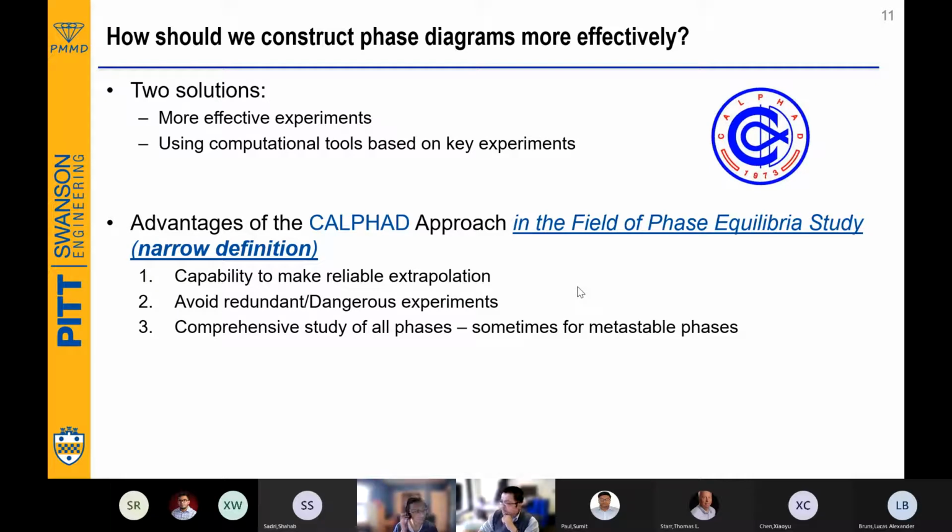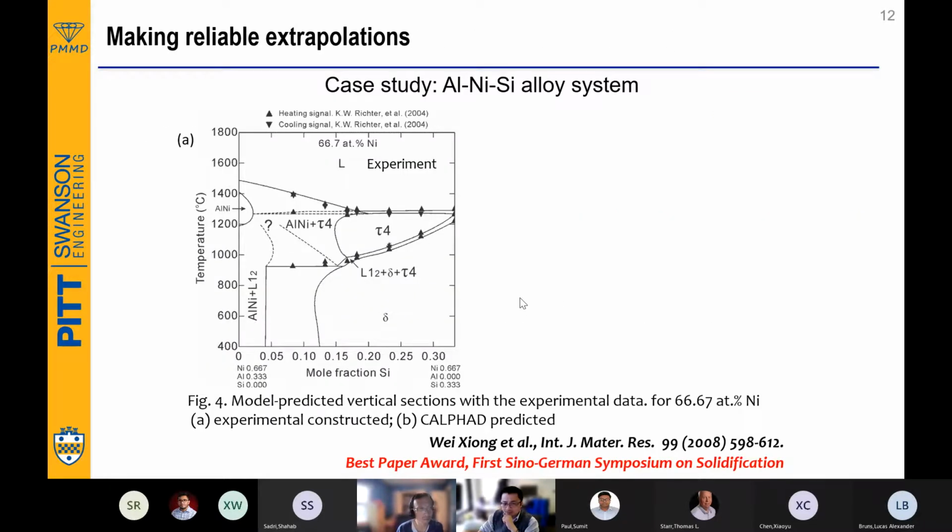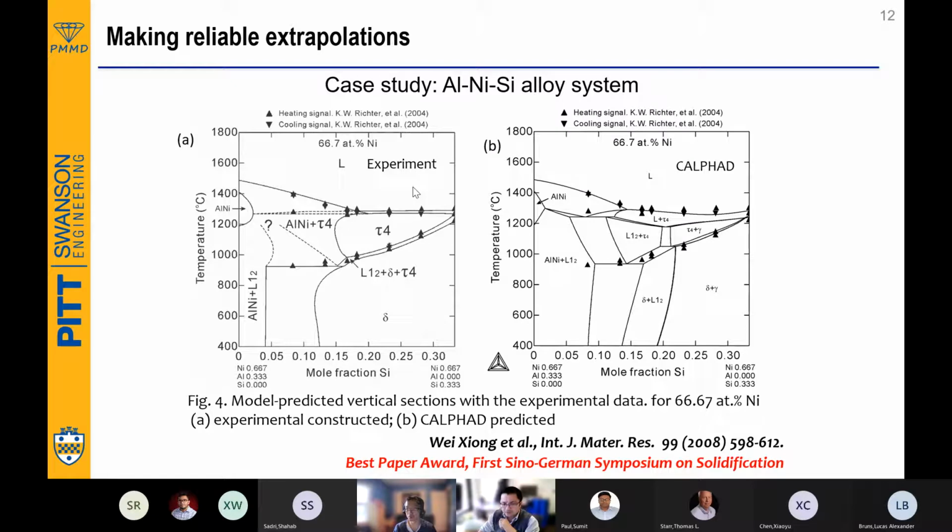So what is the advantage of CALPHAD? I don't want to discuss a lot about CALPHAD itself, but I just want to show you some of the advantages. Go back to 2006, 2007. I was studying an aluminum-nickel-silicon alloy, and went to the University of Vienna in Austria. There is a world-leading group doing experimental measurement of the phase diagram. They did a lot of measurements to figure out the vertical sections, temperature versus composition. But they had no idea, even when they got the thermal analysis signal.